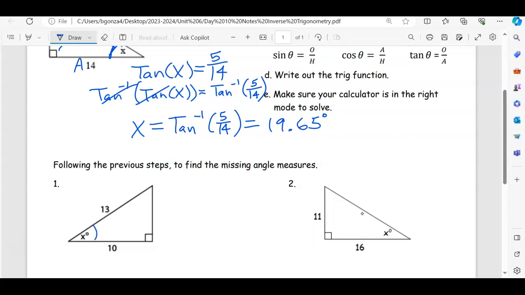On number 1, I've got O, H, and A. You do number 2, O, H, and A. You can already scratch out the one you don't need. You can probably even pick the trig you need. Okay? All of a sudden.